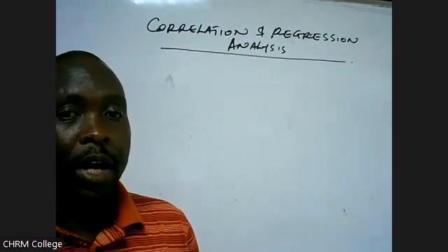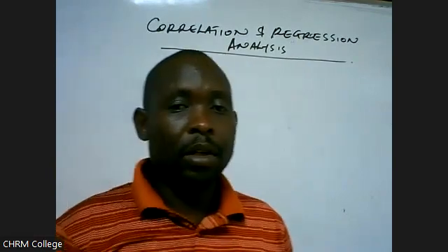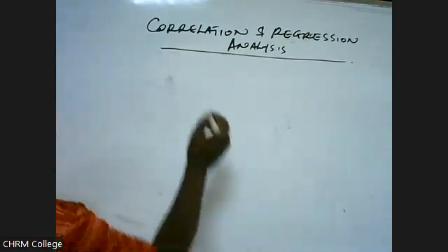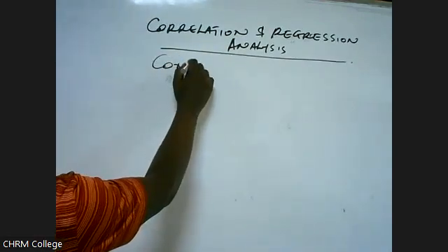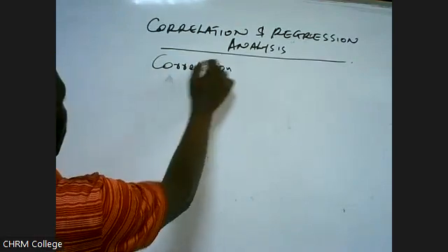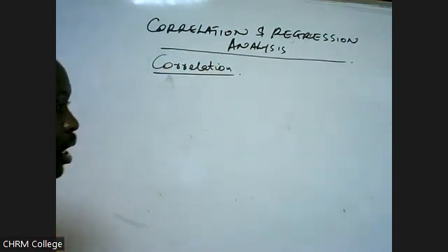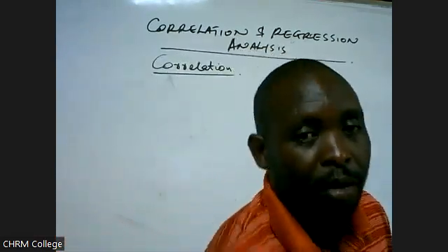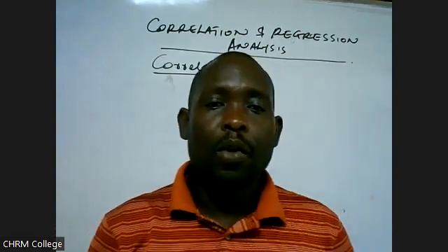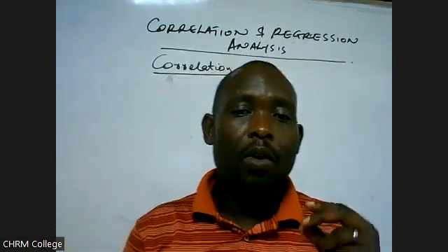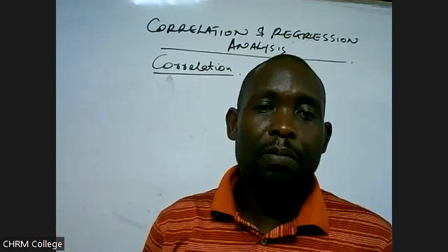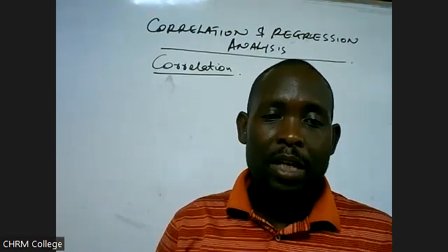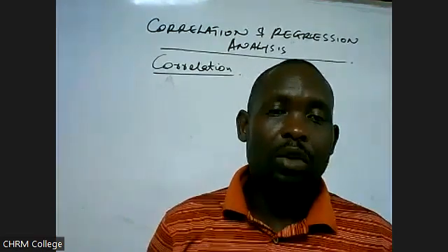Regression and regression analysis. This is actually a two-area topic, whereby in the first place we are supposed to look at an area on correlation. We need to start by looking at correlation, and then later we also discuss regression. Correlation is the measure of the level of interrelationship between two variables.